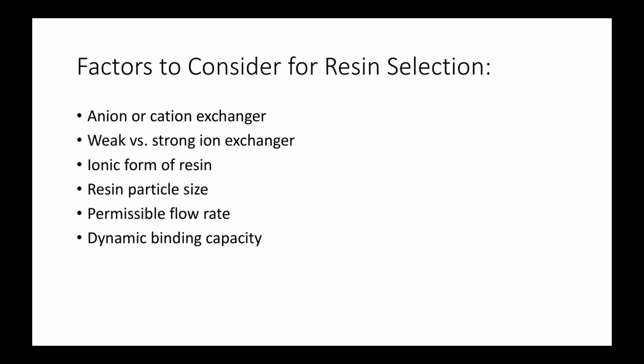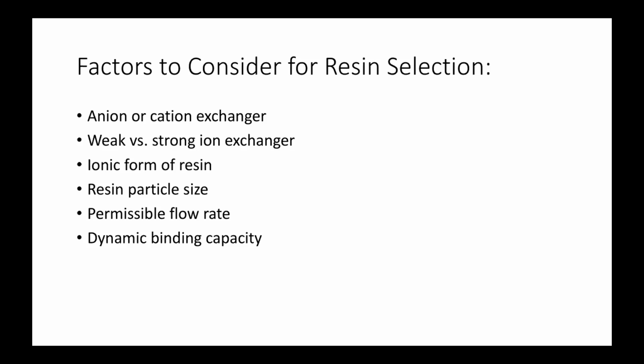Resin particle size and the permissible flow rate kind of go hand in hand. Typically, if you're wanting a high resolution, you need to use a smaller particle size. With a small particle size, you get a higher resolution, but you have to use a slower flow rate, and then vice versa. If you have a larger particle size, you'll have a lower resolution, but you can implement a faster flow rate through the column. And then the last thing to consider is the dynamic binding capacity.